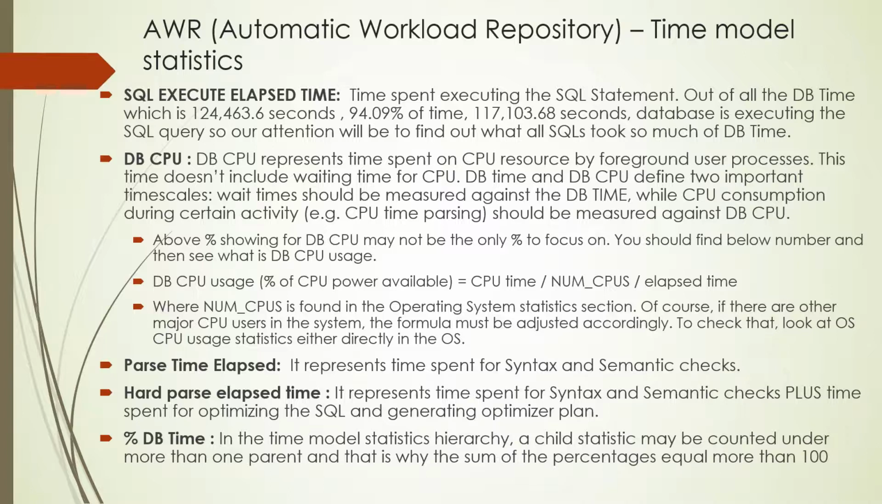Above, the percentage shown for DB CPU may not be the only percentage to focus on. You should also find the number below and then see what the DB CPU usage is. How do you calculate the DB CPU usage? It's CPU time divided by number of CPUs per elapsed time. The number of CPUs is in the operating system statistics section, we found it already, right? Number of CPUs 176. Okay, then next thing, elapsed time.